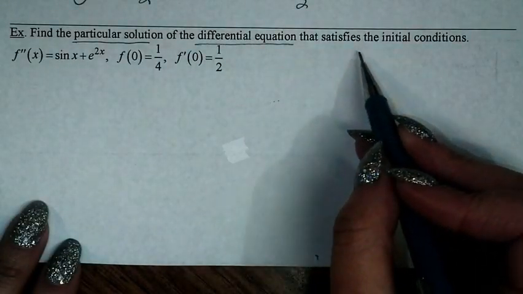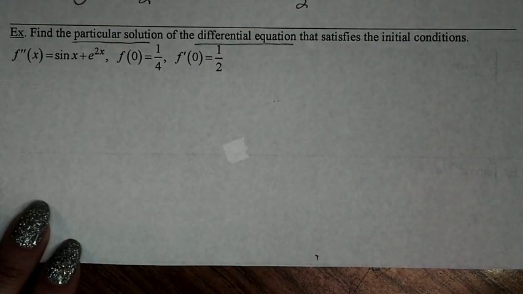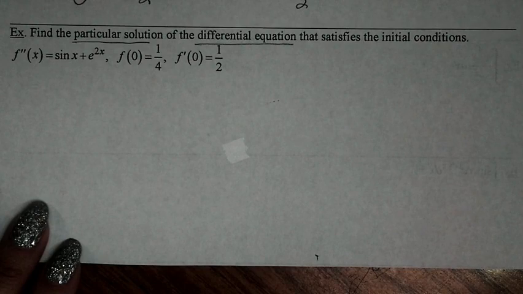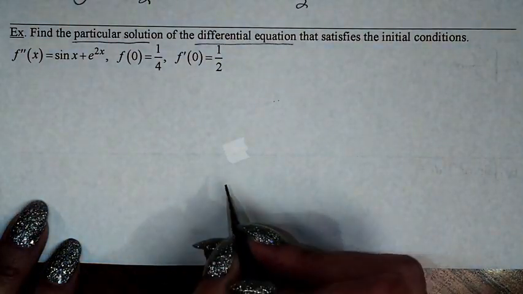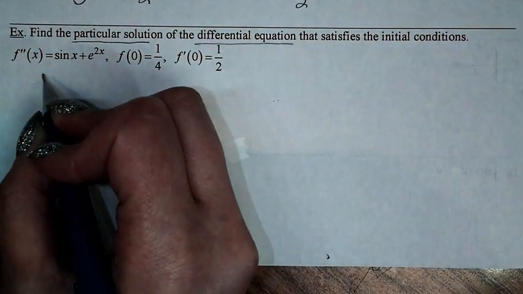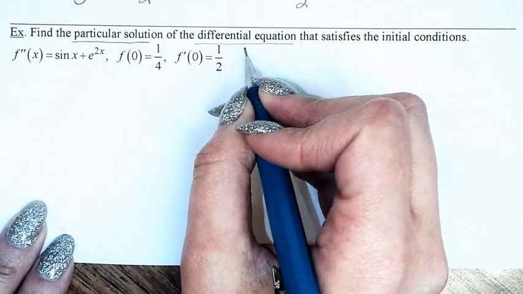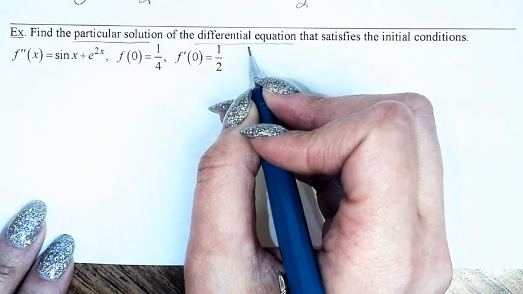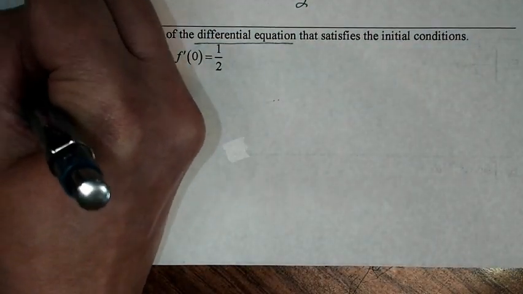Okay? For this problem, you want to find the particular solution of the differential equation that satisfies the initial conditions: f double prime equals sine of x plus e to the x, f of 0 equals 1 over 4, and f prime of 0 equals 1 over 2. Okay, so here, what they are giving you is the second derivative. What we want is the original f. Therefore, we need to start with the first derivative.